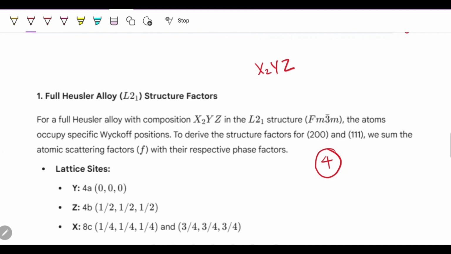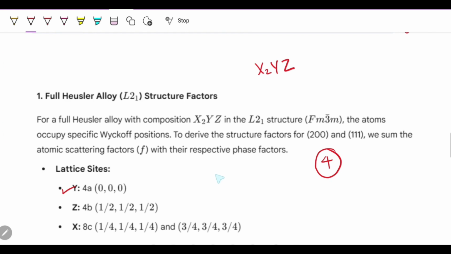We need to distribute these at different positions of the unit cell, right? So let's say the Bi atom we are fixing at 0, 0, 0. The Z atom goes to the half, half, half position. And the X atom goes to the 8c, 1/4, 1/4, 1/4 and 3/4, 3/4, 3/4.